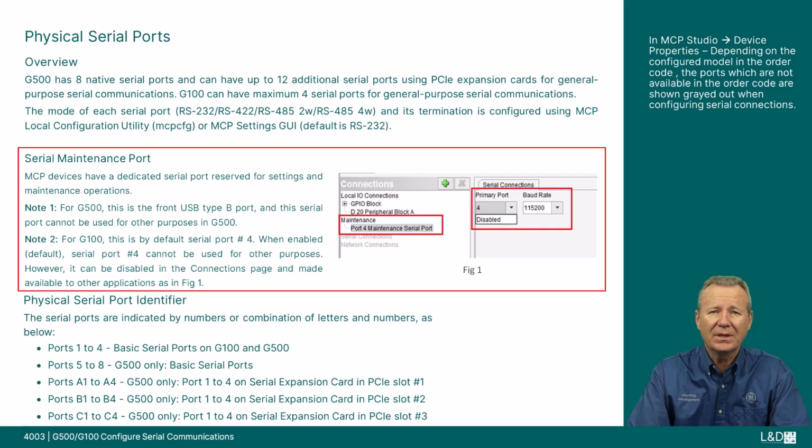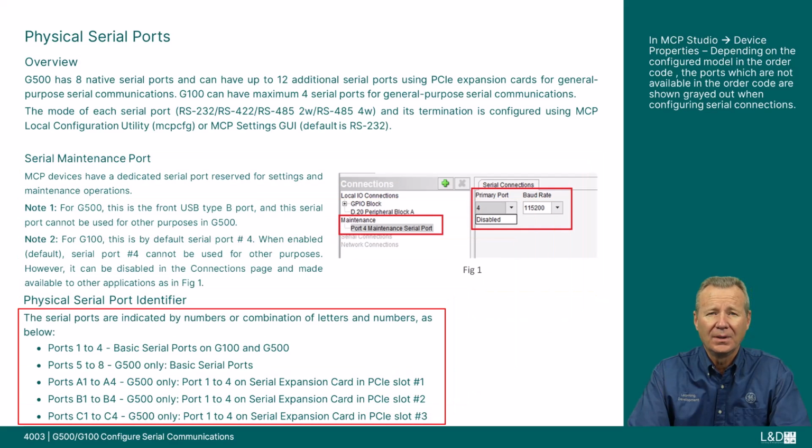MCP devices have a dedicated serial port reserved for settings and maintenance operations. For G500, this is the front USB Type B port, and this serial port cannot be used for other purposes in the G500. For G100, this is by default serial port number 4. When enabled, or default, serial port number 4 cannot be used for other purposes. It can be disabled and made available to other applications when configuring connections. The serial ports are indicated by numbers or a combination of letters and numbers as shown below.